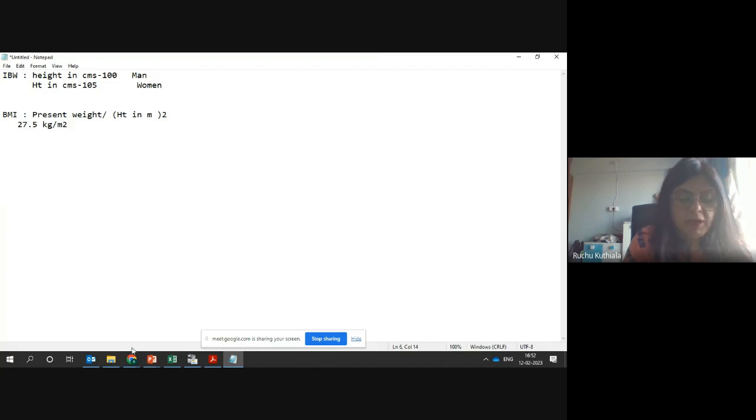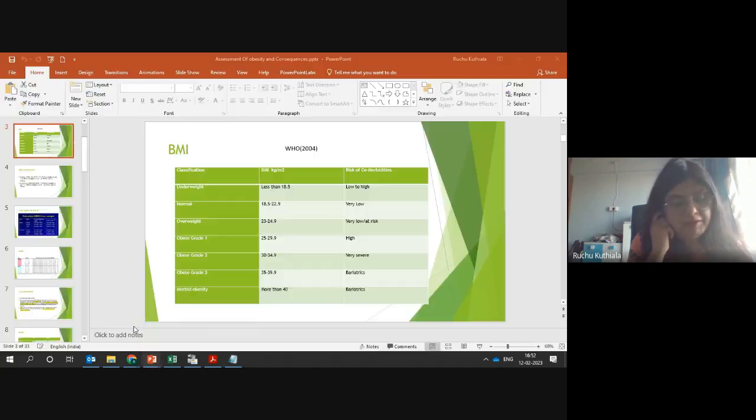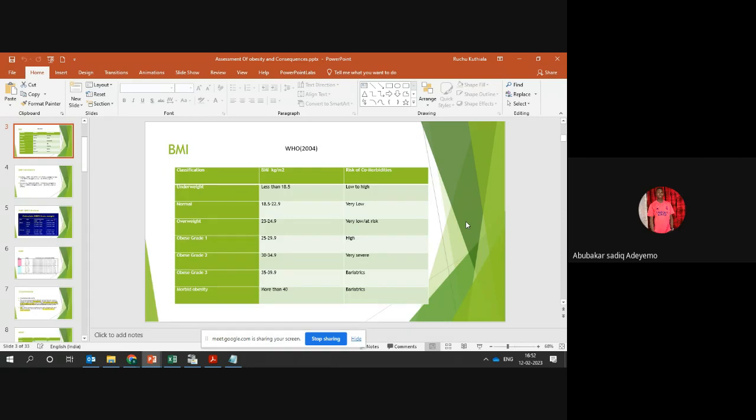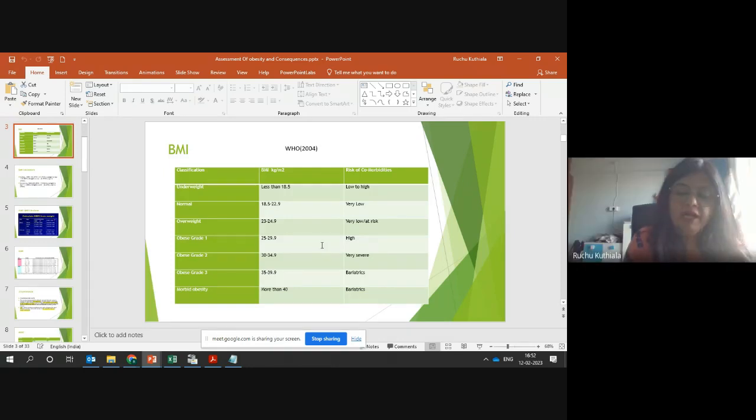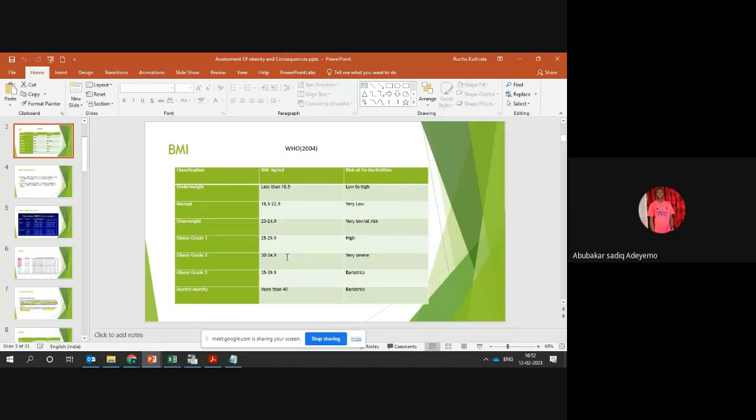So then you compare it with this table, what I have given right here. So your patient is falling under obese grade 1. Is it clear to you now? Yes, ma'am. Thank you so much. Similarly, if your answer is 32, so your patient is coming under obese grade 2. That means with every grade, the risk factor for getting the diseases is getting higher, higher, and higher. Okay?